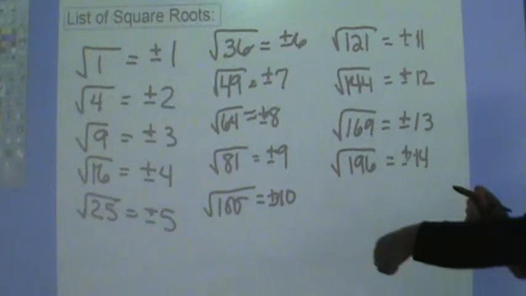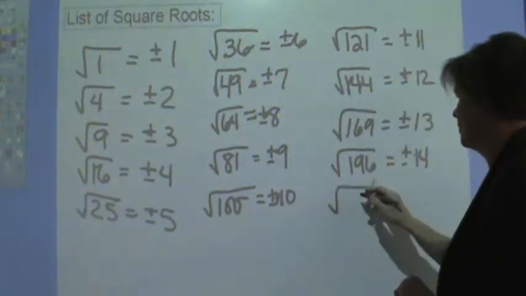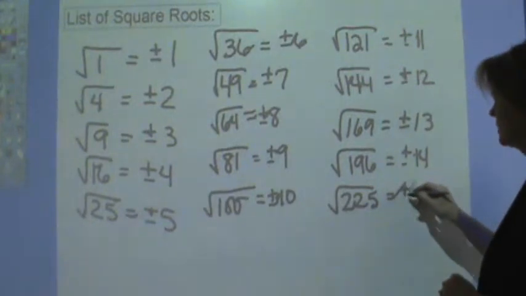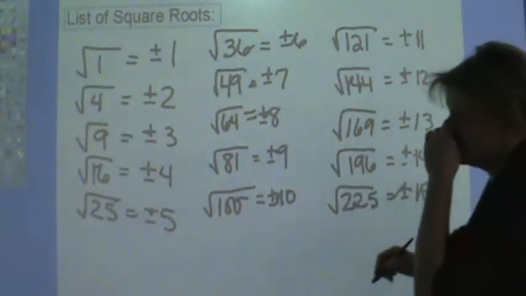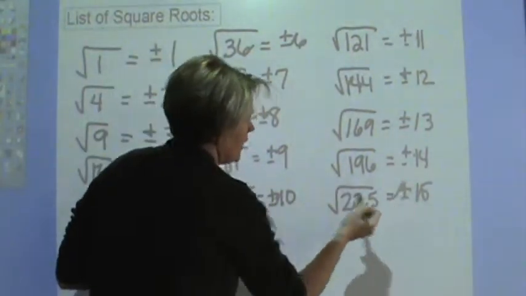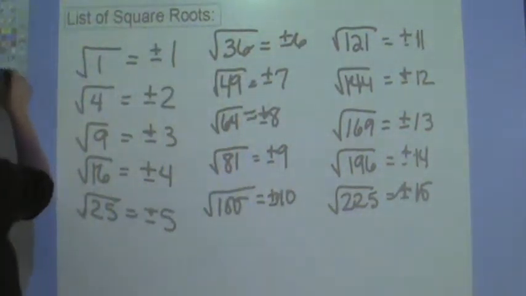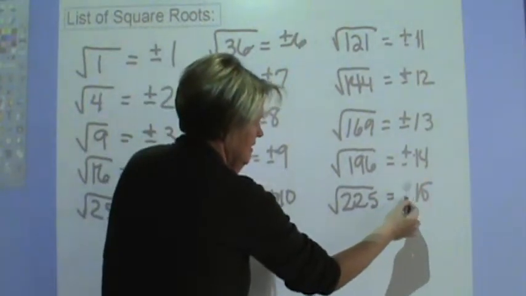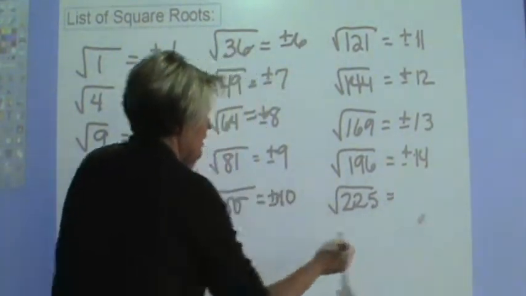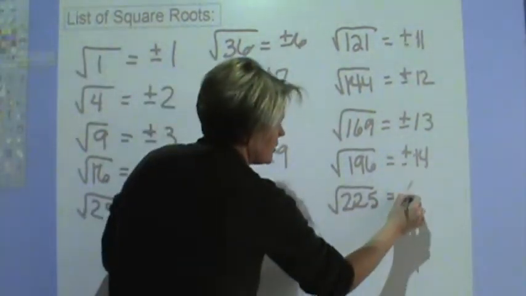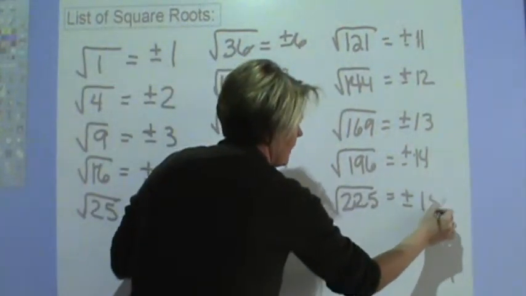And let's go, square root of 225 is plus or minus 15. That should take us through most of our problems. If need be, you could always figure it out too, because you could just take, well, what number times itself is going to get me close, and then you can just figure it out from there. So plus or minus 15.